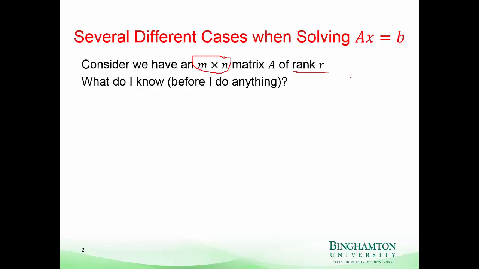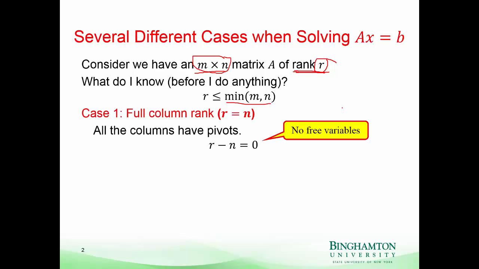So what do we know before we go off and do much of anything at all about this? We know we've got an m by n matrix, and we know that we've got a rank r. What can we say about r without having said anything else? Well, we know that the rank r can be no bigger than the smallest of m and n. So if the matrix is 3 by 4, we know the rank can be no bigger than 3. So that's something we know right away.